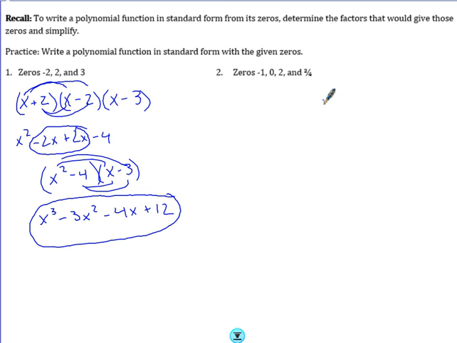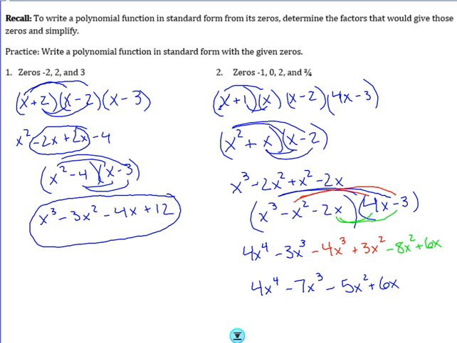All right. This one, remember it's always the opposite, so it's x plus 1. Whenever you see a 0, you can just put that in as just an x, because x plus 0 or x minus 0 is not going to change anything. Positive 2 would be x minus 2. And then remember, anytime there's a fraction, the denominator comes out in front. So it would be 4x, and then it's the opposite, so minus 3, and then we just multiply all of this out. And that's what that should look like once you have that all multiplied out and simplified. And then that is it for 8b.